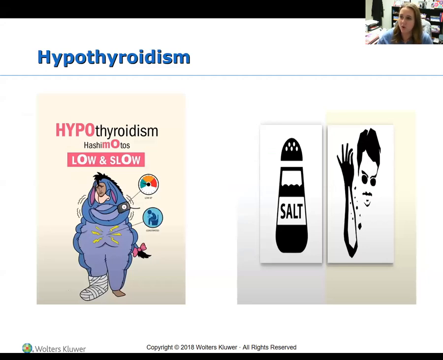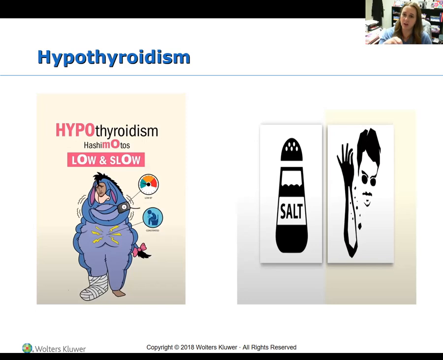So hypothyroidism, we have low and slow. We have a low T4 and a low T3. This can be caused by low iodine levels in our diet. Like I said, in most developed countries, we get our iodine from our table salt, so that's not super common for us. And the number one cause of this is Hashimoto's, which is an autoimmune disease.